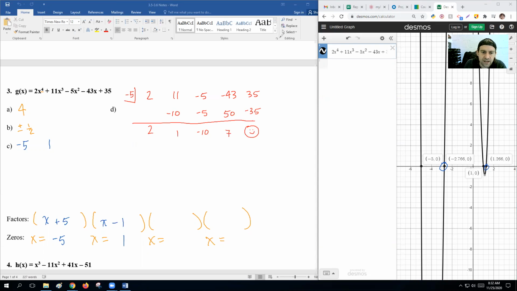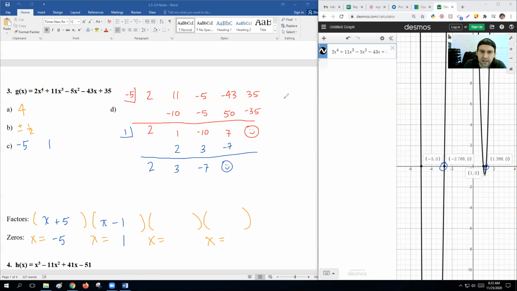All right, well, we already have another one. We have 1 here, so let's synthetically divide this by 1 and see what's left over. So drop down the 2. 2 times 1 is 2. Added together, that's 3. 3 times 1 is 3. Added together, that's negative 7. Negative 7 times 1 is negative 7. Drop it down, that's a 0.